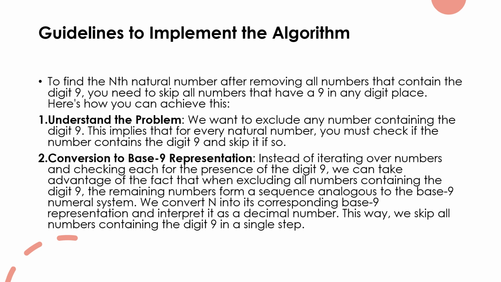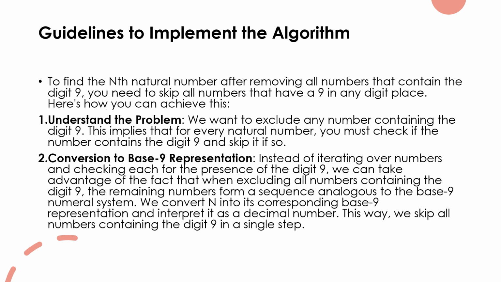To find the nth natural number after removing all numbers that contain the digit 9, you need to skip all numbers that have a 9 in any digit place. Here's how you can achieve this. Understand the problem. We want to exclude any number containing the digit 9. This implies that for every natural number, you must check if the number contains the digit 9 and skip it if so. Conversion to base 9 representation.